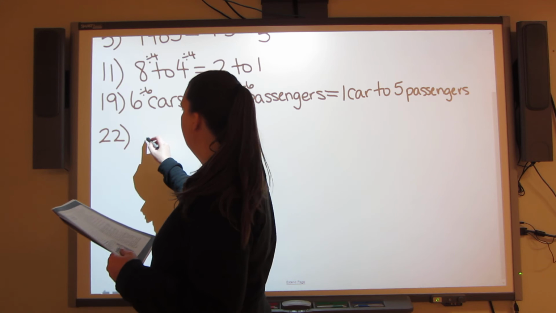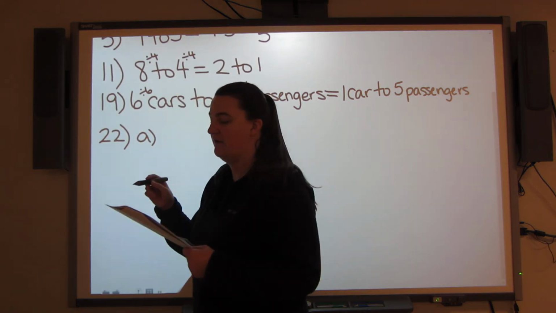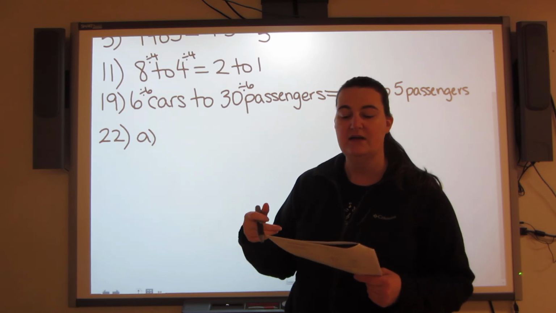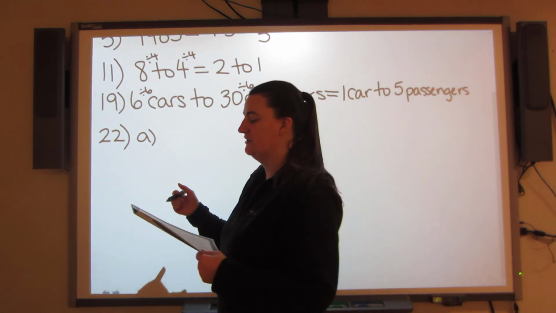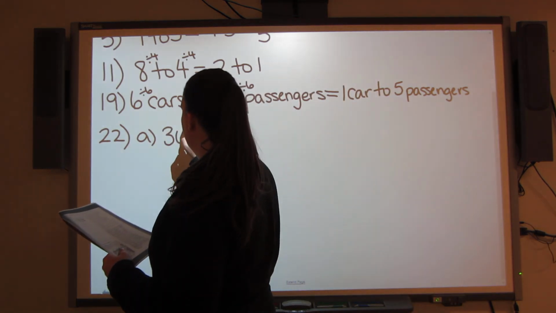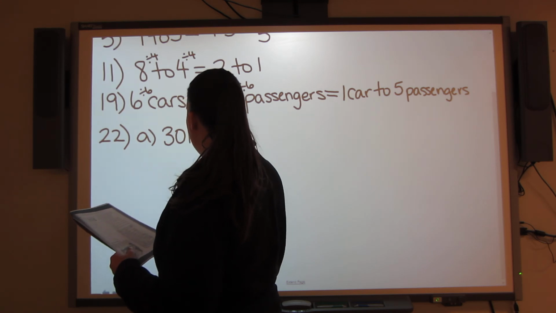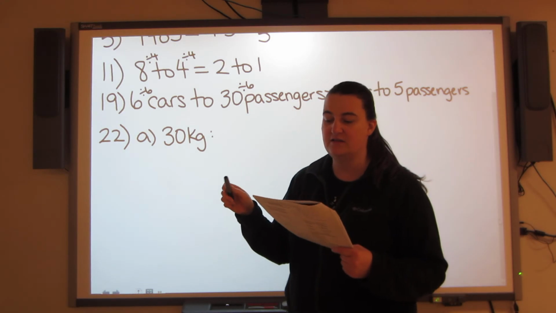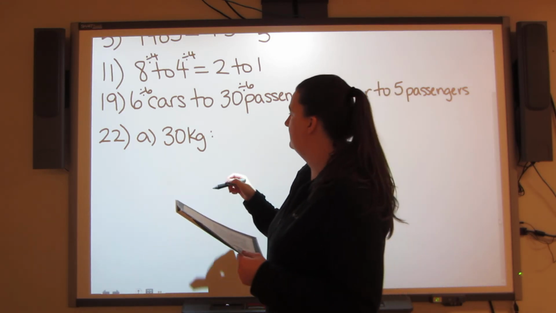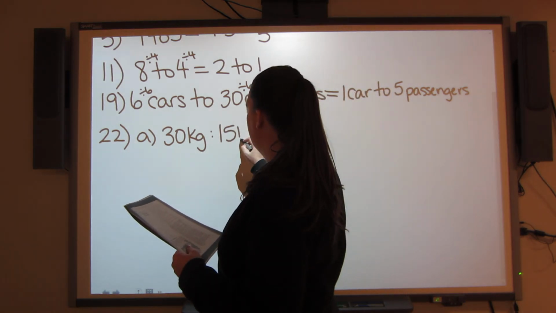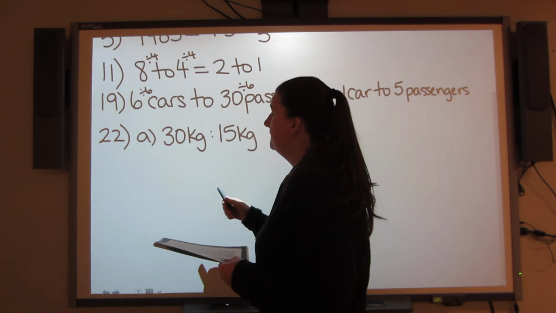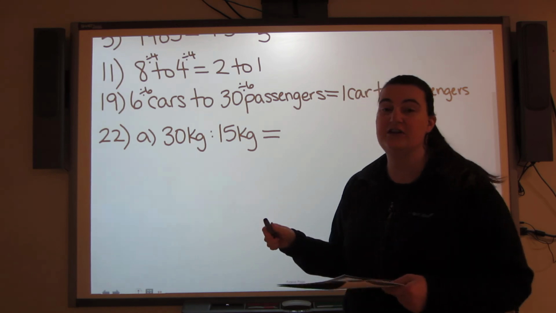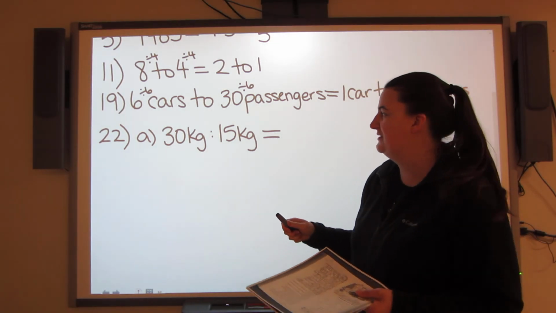So for 22A, they're looking for the ratio of oxygen to silicon. So you look back into your word problem to find how much is there of oxygen. So it says 30 kilograms of oxygen to the mass of silicon. There are 15 kilograms of silicon. That's what it says in our word problem. So 15 to 30 is our ratio. Make sure that you're doing lowest terms.